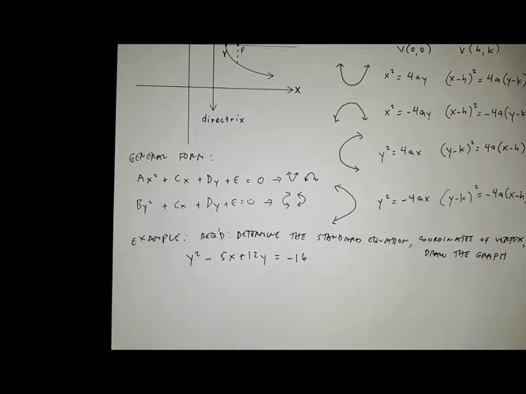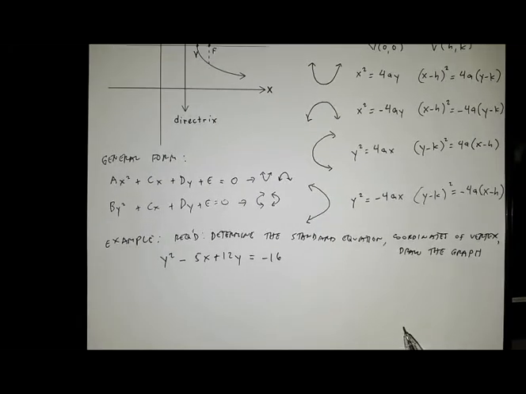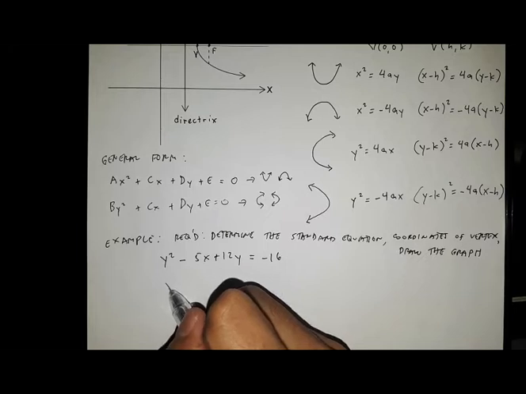y squared minus 5x plus 12y equals negative 16. So in order to transform this to standard form, we apply the method of completing the square. So first, let's isolate those expressions with y and y squared at the left side. So we have to transpose this negative 5x. Therefore, we have y squared plus 12y equals 5x minus 16.